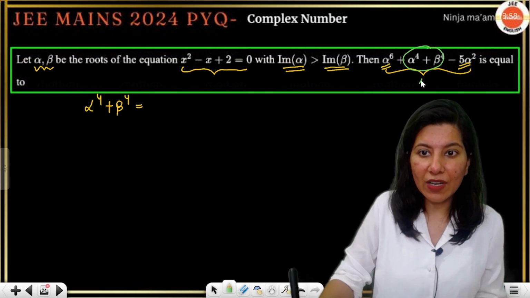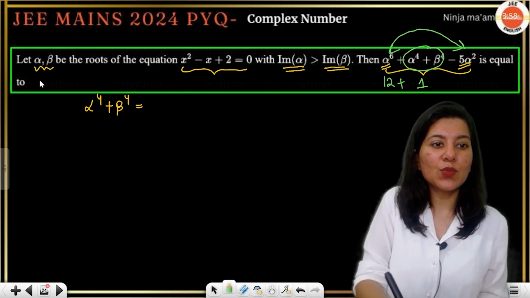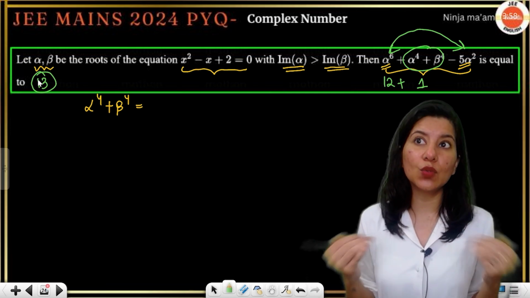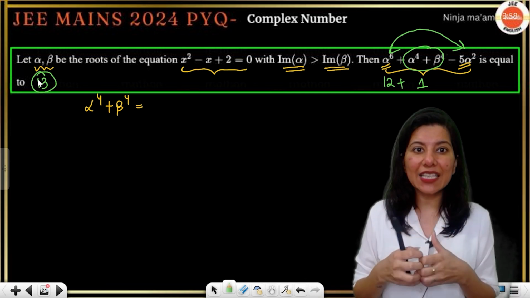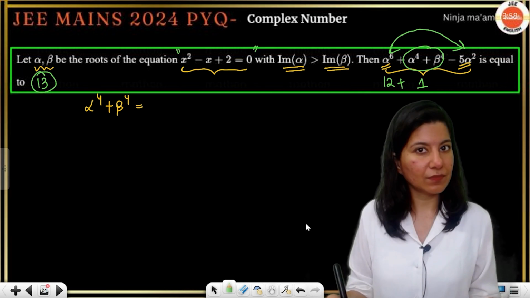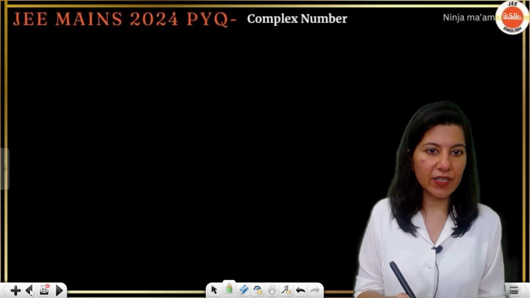So this is your 1. And the combination of these two is what? 12. 12 plus 1, 13 is absolutely right. Okay. So this is how we do this. We actually reduce the expression by using this expression. All right. Clear? Okay. Perfect.